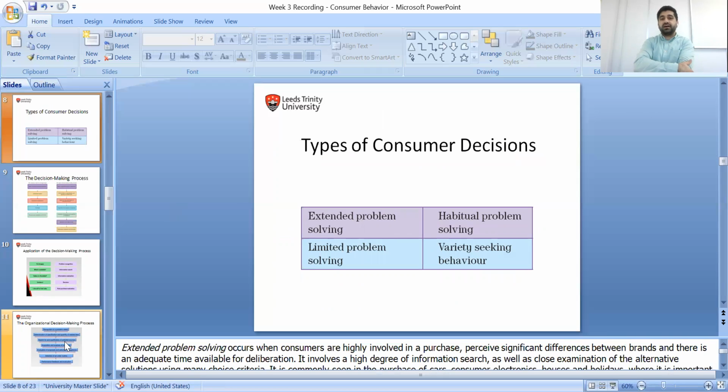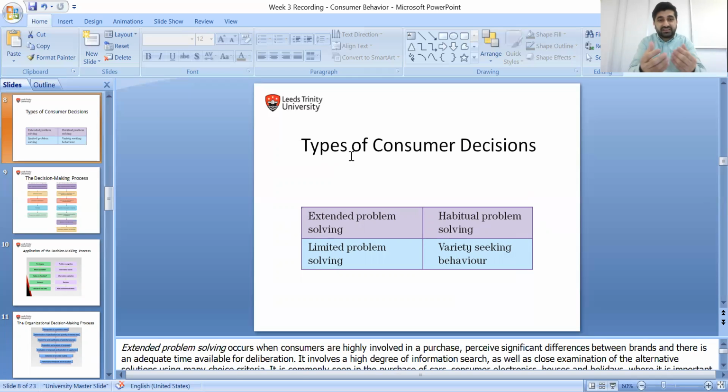There are different types of consumer decisions: extended problem solving, limited problem solving, habitual problem solving, and number four is variety seeking behavior. First of all, we will talk about extended problem solving. Extended problem solving occurs when customers are highly involved in the purchase of precious, expensive things, for example a car, a building, or property. So he will think and rethink about different choices, and gather some information.